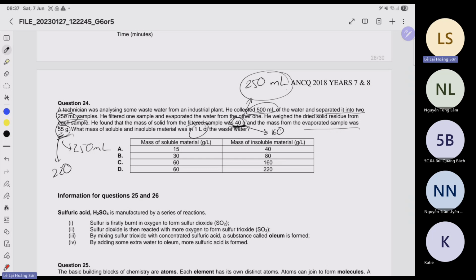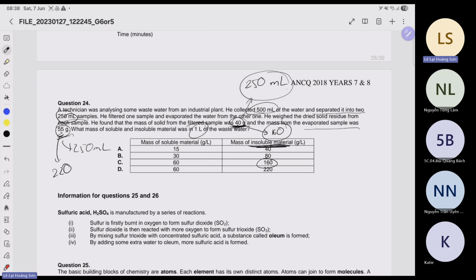Let's read the question one more time: the mass of the solid in the filter. Basically, he filtered one sample and evaporated the other. So the mass of the solute in the filter sample is 160 grams. When you filter, the solid you collect is the mass of the insoluble material, so it's going to be 160.